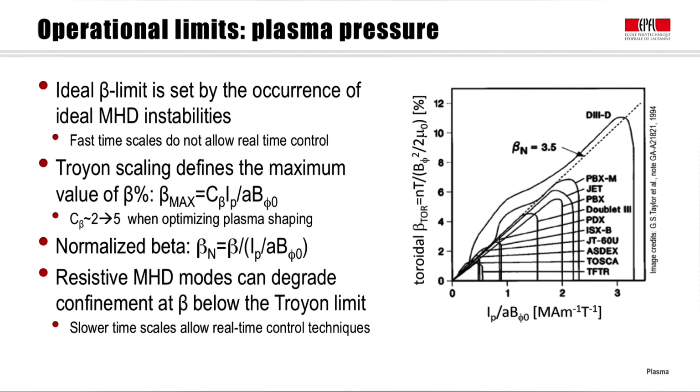beta N of 3.5. 3.5 is the coefficient of the normalized beta, beta divided by this normalization factor, IP over A B phi naught. This range of normalization, C beta, beta N, in fact can be between 2 and 5, and increases when we optimize the plasma shape.